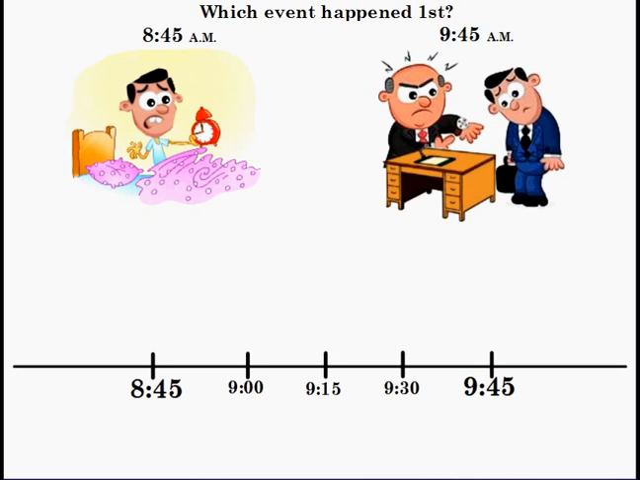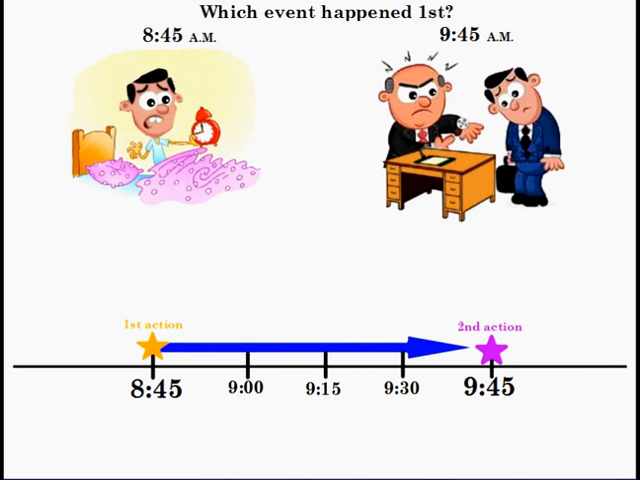So let's look at this on a time scale, okay? So like we said, at 8:45, the first thing happened. The first action happened. He woke up late. And then later at 9:45, the second action happened, right? He arrived to work. So if we notice, there's a distinct amount of time between the first action and the second action, right? Now, when I'm going to describe this situation, I'm going to use my grammar.